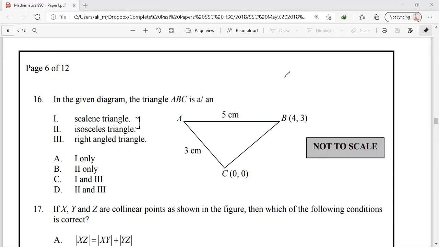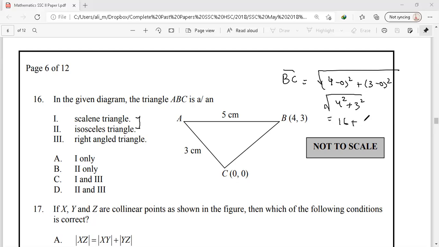So let us first calculate the distance BC. That would be equal to 4 minus 0 square plus 3 minus 0 square. So it would become 4 square plus 3 square with a square root. So 16 plus 9, that would be equal to the square root of 25. So the other side we have is 5. So this side is 5 centimeters.